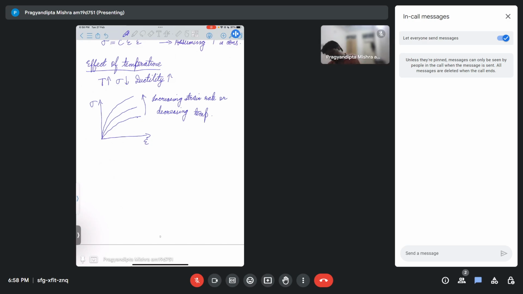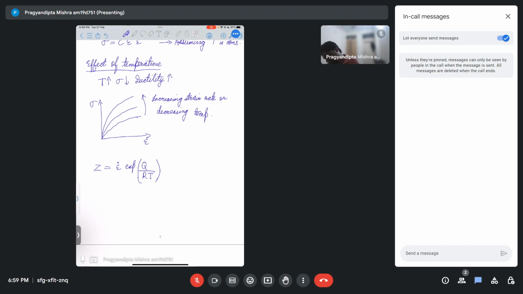So I'll just write down the final equation. I will not write the whole thing, but Z is equal to epsilon dot, okay, exponential of Q by RT. R is the gas constant, Q is the activation energy for plastic straining, T is the temperature, epsilon dot is the strain rate, and Z is the constant, the Zener-Hollomon constant.